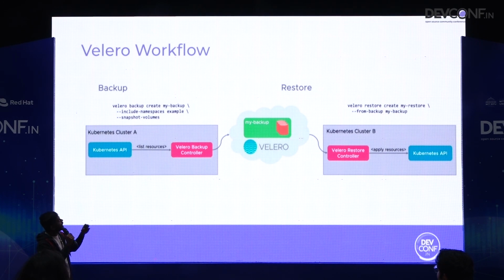As you can see in the command, I'm creating a backup: velero backup create my-backup, where my-backup is the name of the backup. You can see --include-namespaces example. We have deployed a namespace called example in our cluster, and we are using snapshot volumes to persist the PVCs. When you run this command, the backup object gets created, and it knows that you would like to back up a single namespace here.